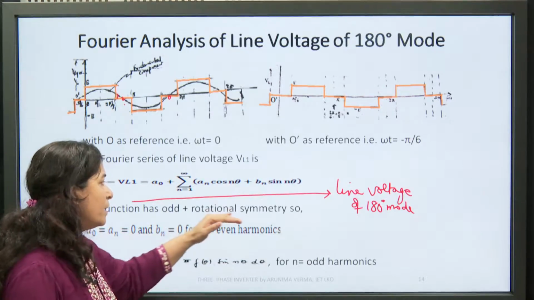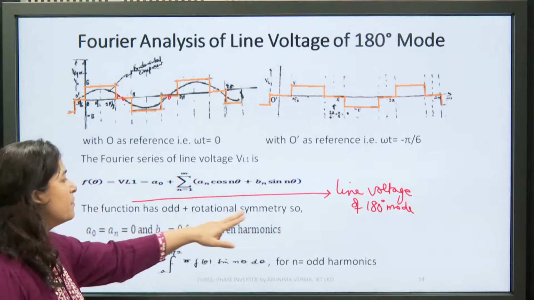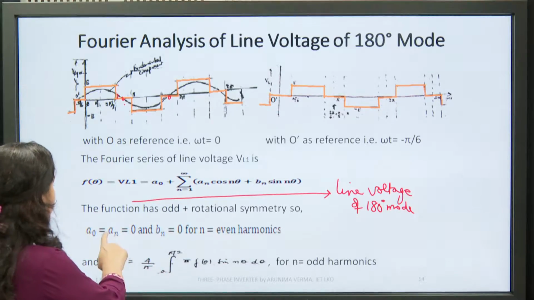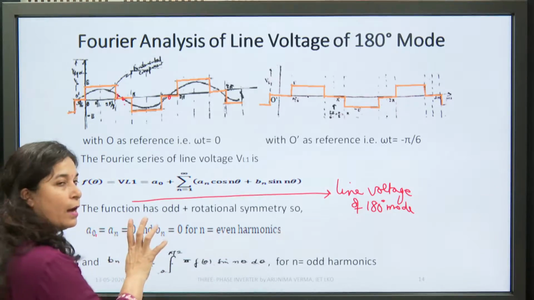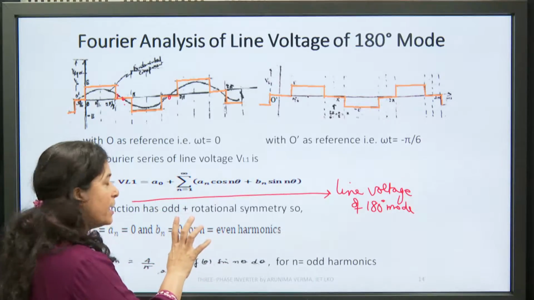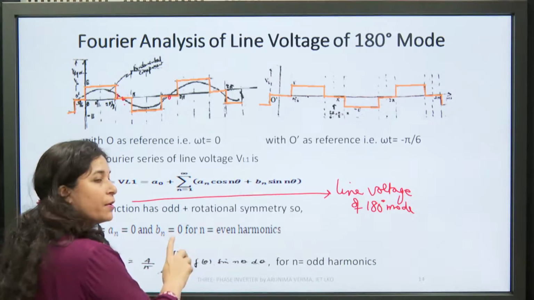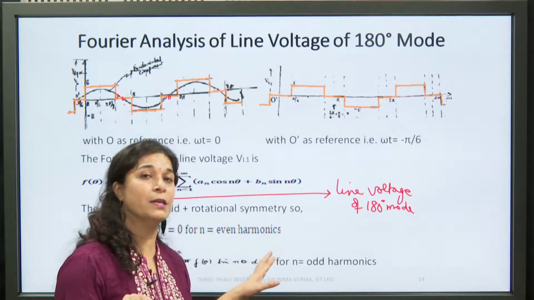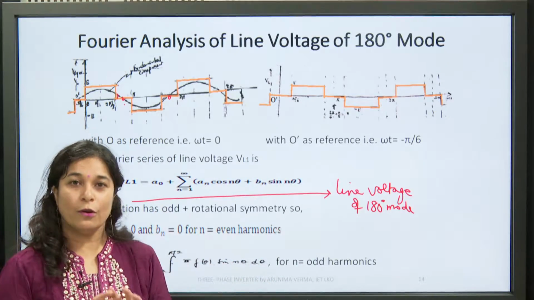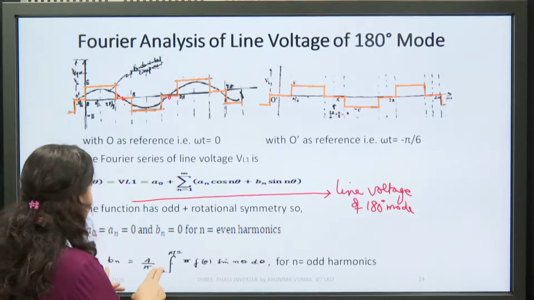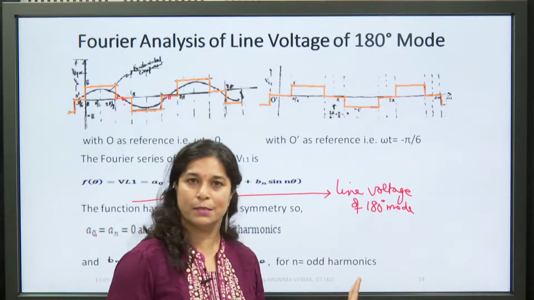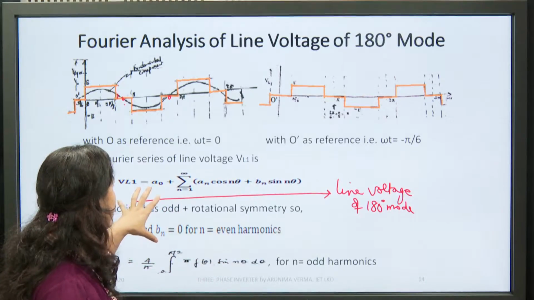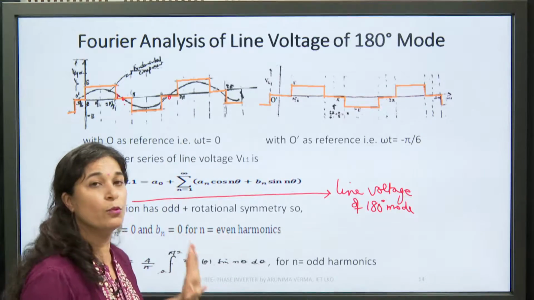Now, if these symmetries are present, then some coefficients are automatically wiped off. That means A0 and An are 0, because odd symmetry is there. And because of rotational symmetry, Bn for even harmonics, that is even values of n, will be 0. So, in short, you have to calculate Bn only for odd harmonics. It becomes very simple to analyze the line voltage of the 180-degree mode of operation using Fourier transformation.